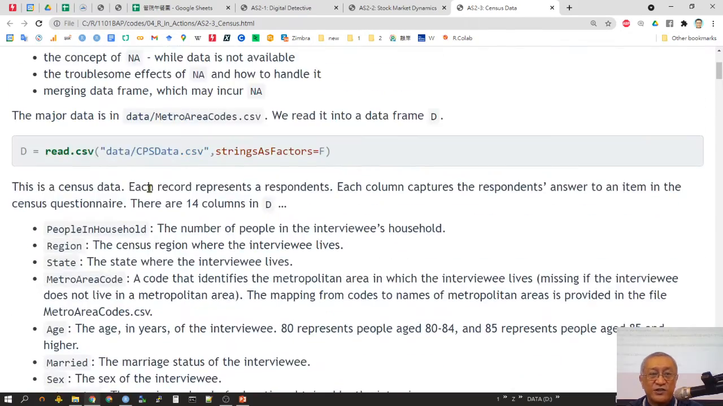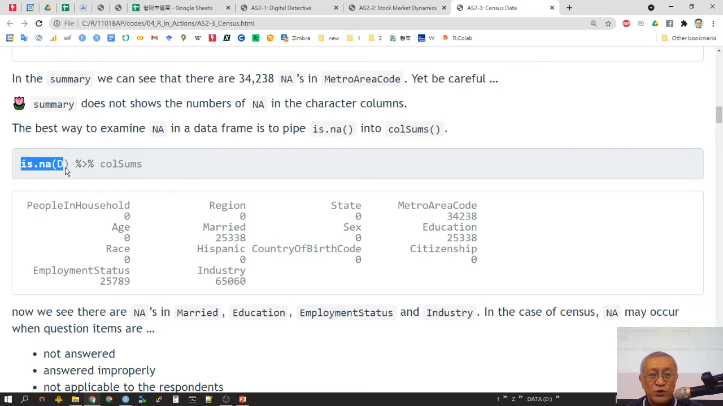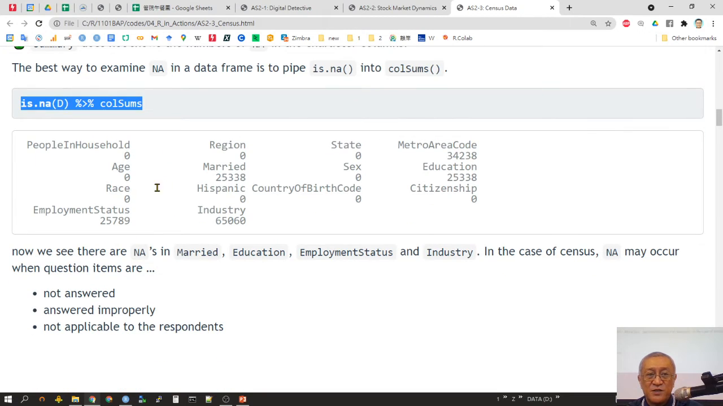This is easier, right? I just read in the data and then summarize the data. Now, if I want to see which column has the missing data, the easiest way is to do it this way, right? There's a function called is.na, and I put the data frame in this function call, and I do a column sum. So I can see that for each element, how many NA do I have? You can see that we have NA in metro area code, right? We have NA in education. We have this many NA in industry. We have this many NA in employment status. Okay, and for the rest of the columns, we do not have NA.